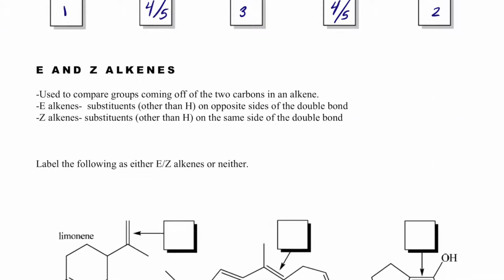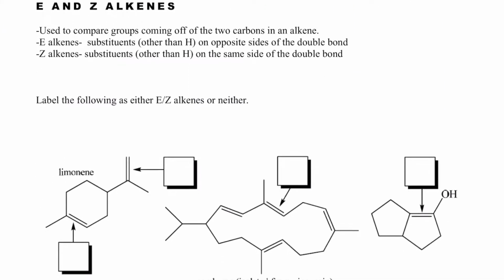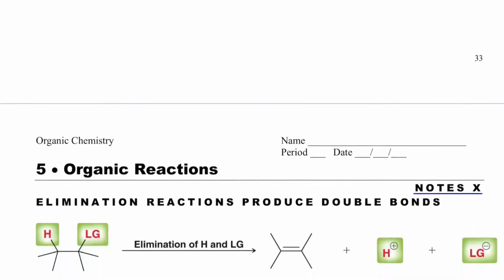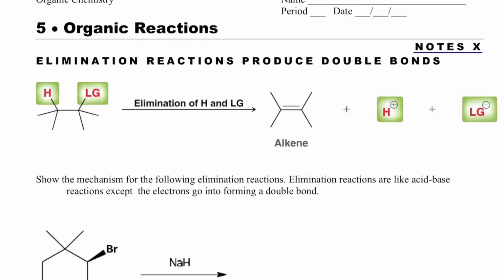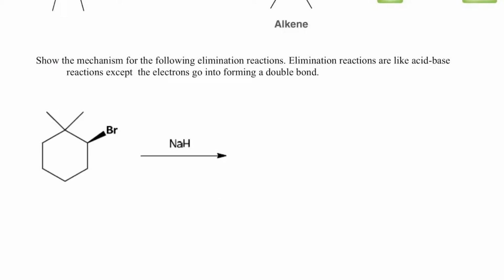In this video, we're going to skip E and Z alkenes. So I'm just going to skip that here. We're going to move on to notes 10, and we're going to talk about how elimination reactions work. So we're going to remove a hydrogen and a leaving group, and in their place, we're going to form a double bond. Here's how this works.